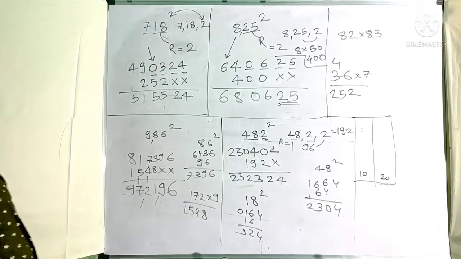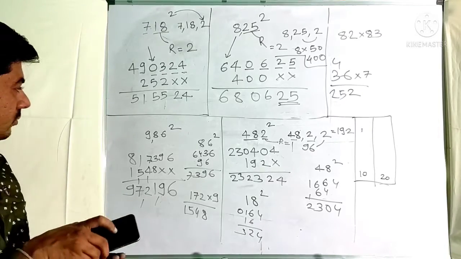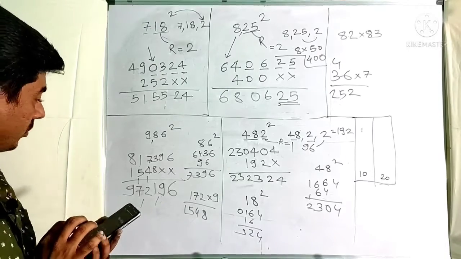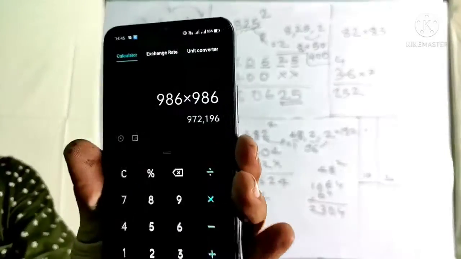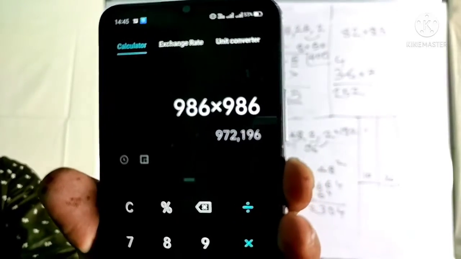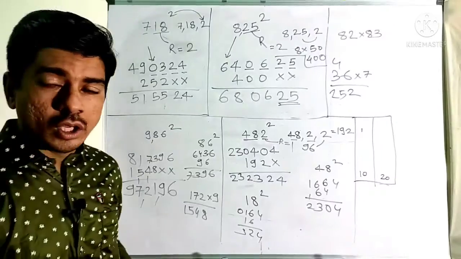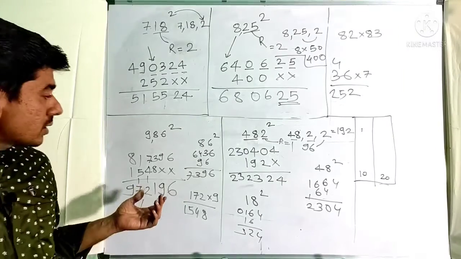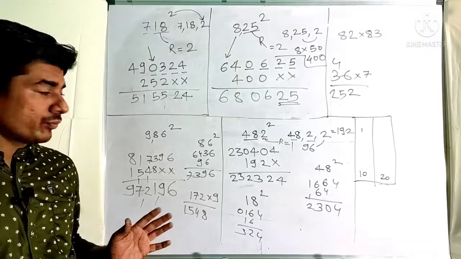Let's check it. 986 into 986. Yes friends, the answer is correct. That means this method is useful. And also you can check the time. You are getting the answers within 10 to 15 seconds.